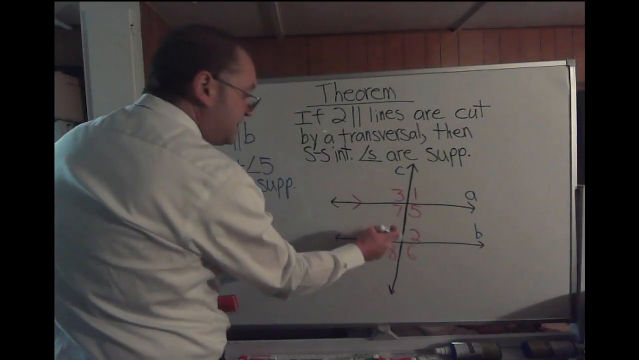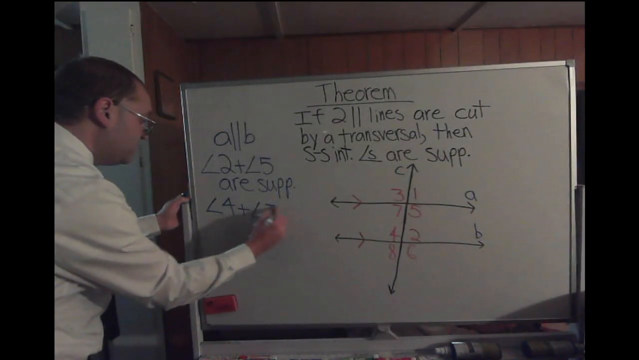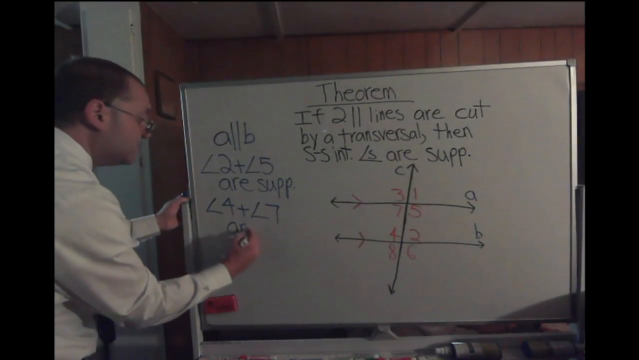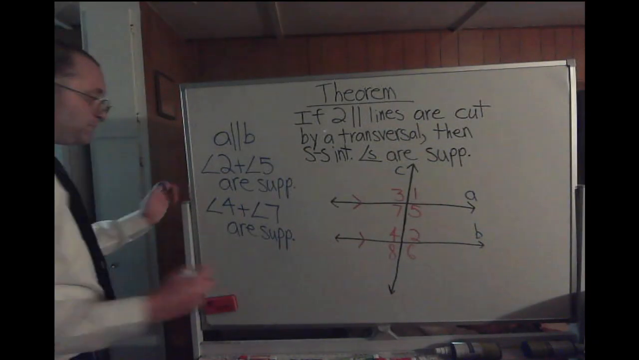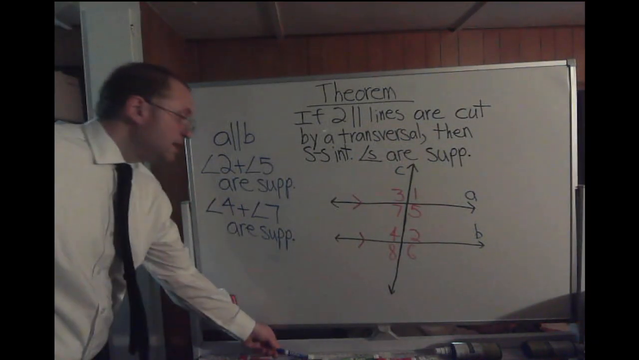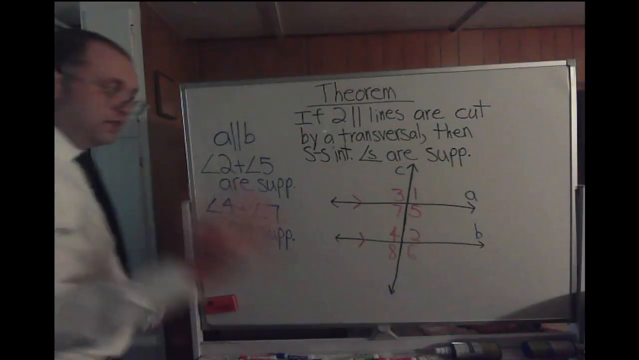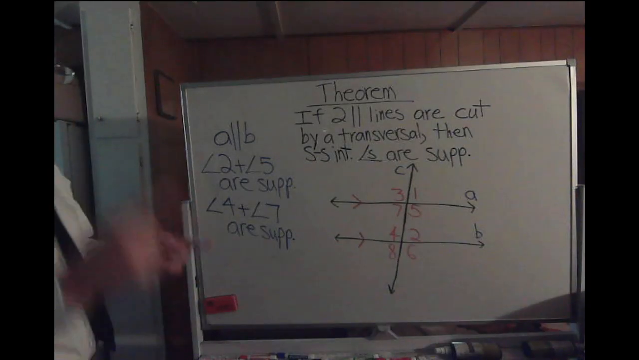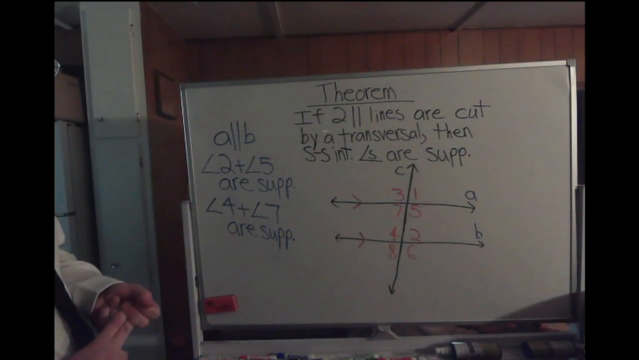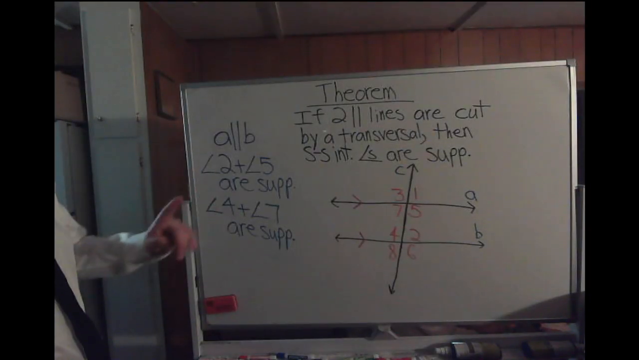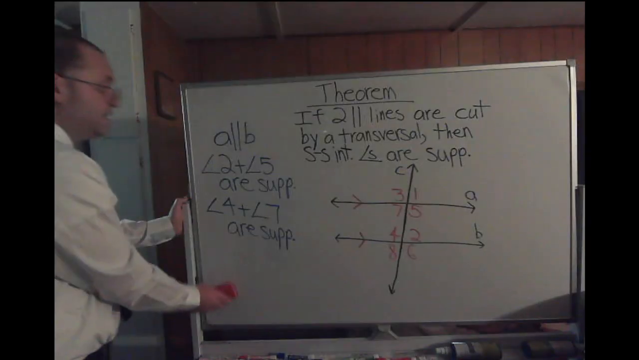And then likewise, angles 4 and 7. Angle 4 and angle 7 are also supplementary because they are same side interior angles. So with basic parallel lines and transversals, you have the corresponding angles are congruent, you have alternate interior angles are congruent, and then you have same side interior angles are supplementary. Okay?